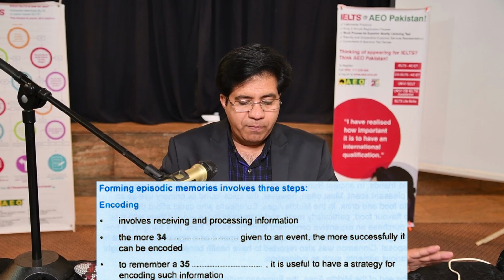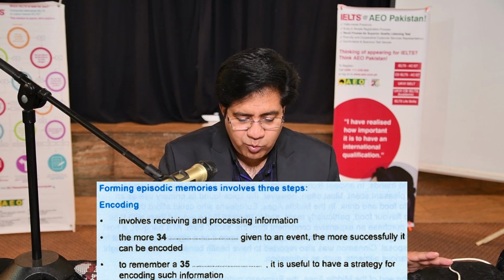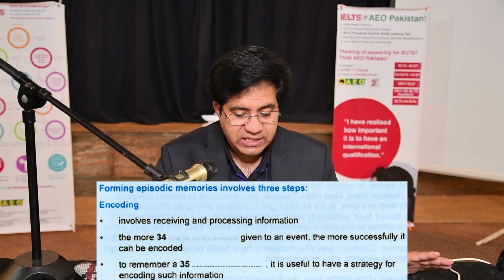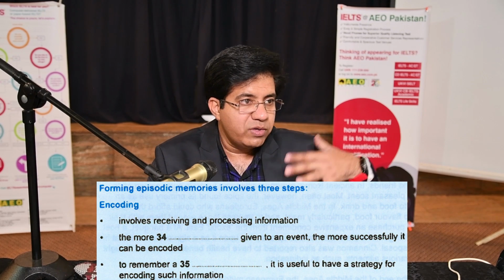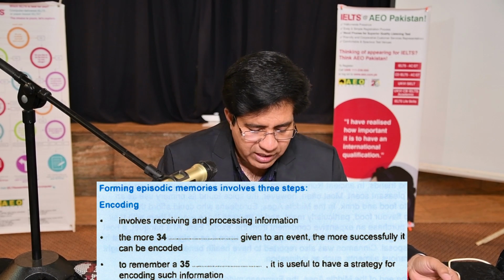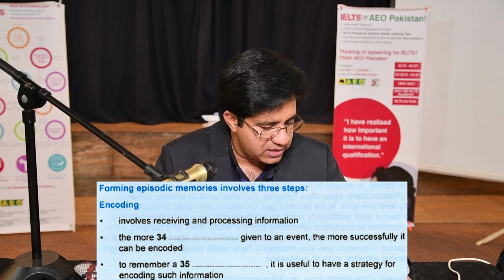Now question 34. The more dash given to an event, the more successfully it can be encoded. The more something you give to an event, the more successfully it can be encoded. Let's see what that is.